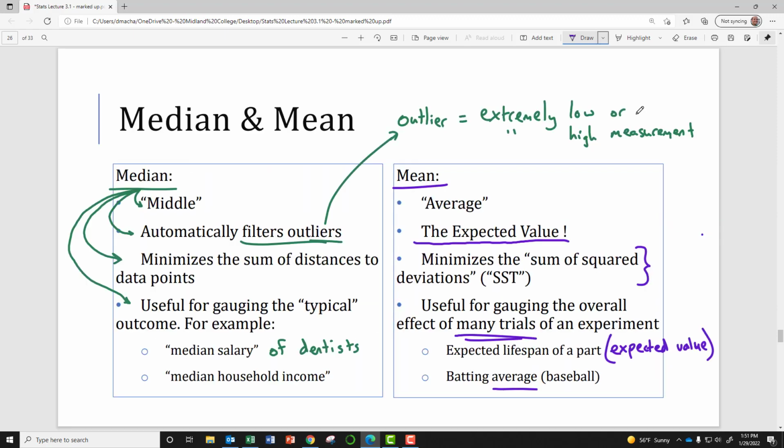So median and mean are both useful, they're just useful in different circumstances. And they're both cool in that they solve an optimization problem, they just solve a different optimization problem. And they have different values as measures of central tendency, the median because it automatically filters out outliers, and the mean because it's the expected value. So it has an additional sense of importance for us.